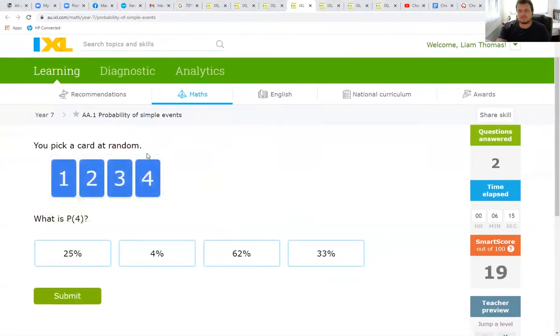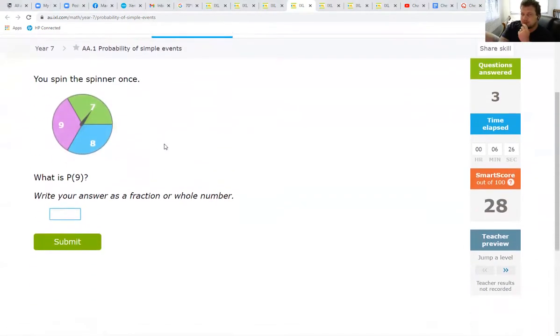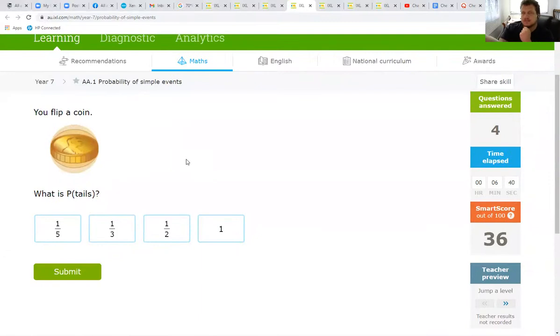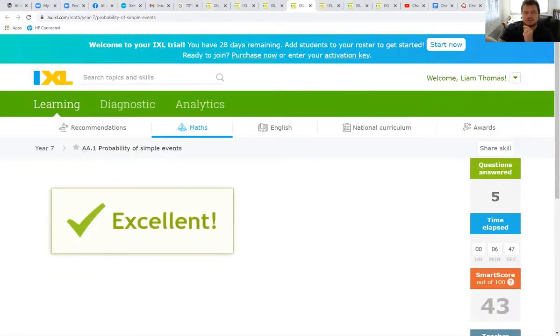Perfect. So pick a card at random. What's the probability that you'll select a 4, as a percentage? Ooh, have to make it more difficult soon. So what is the probability that you would spin and land on 9 as a fraction? Last question. Probability to land on tails? Hey, you guys are learning something. Okay.